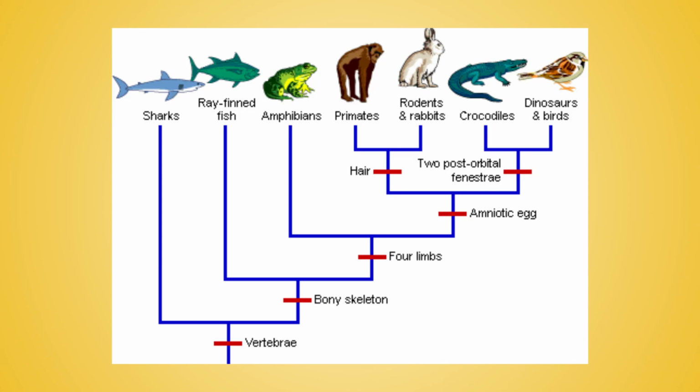So taxonomy, in a broad definition, is the organization of species by labeling them based on physical features. So in this tree here, we can see that vertebrae is the first defining characteristic of the categories of animals on this list. And then they have bony skeletons, and that only applies to ray-finned fish, amphibians, primates, rodents, crocodiles, and dinosaurs and birds. And then the 4 limbs only applies to these ones right here, and then amniotic eggs applies to all of these, but they split off in that these have hair, and these have 2 postorbital fenestrae.